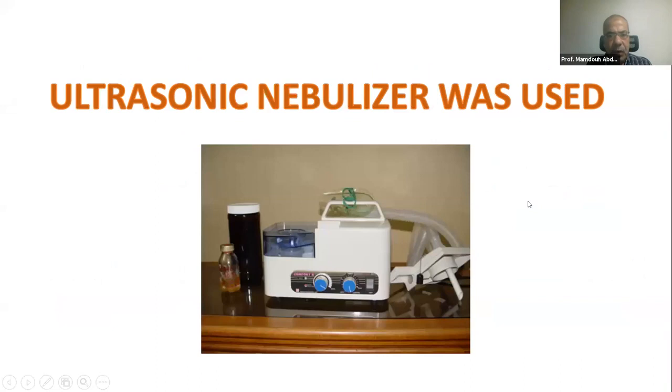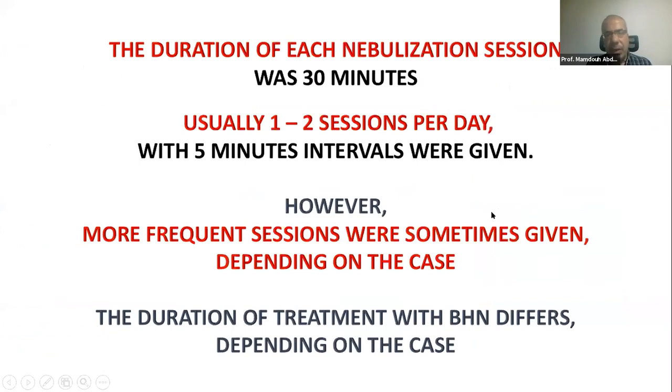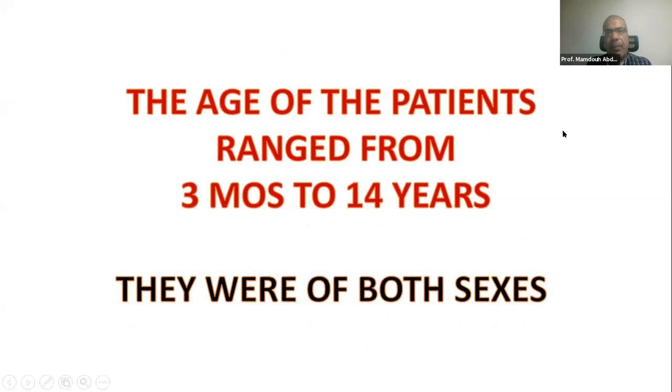Here is the picture of the nebulizer. We use an ultrasonic nebulizer. There are several types. This type is called Comfort 2. The duration of each nebulization session was 30 minutes. Usually we give 1 to 2 consecutive sessions per day with 5 to 10 minute intervals, but more frequent sessions were sometimes given depending on the case. The duration of honey therapy depends on the severity of the case and the type of disease. The age of the participants ranged from 3 months to 14 years. They were of both sexes.